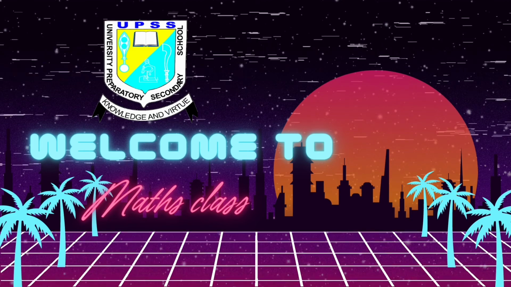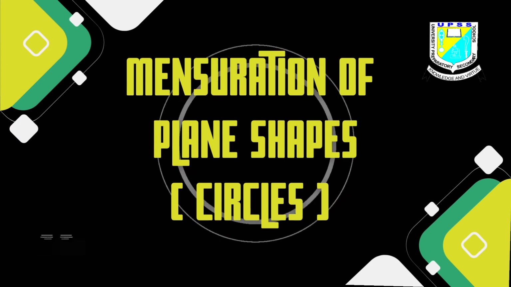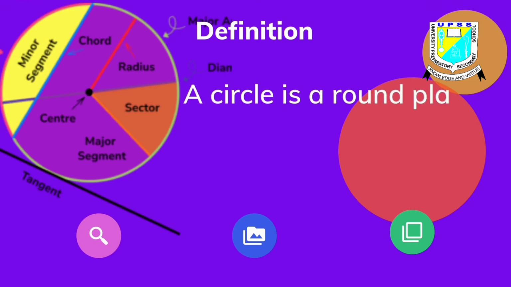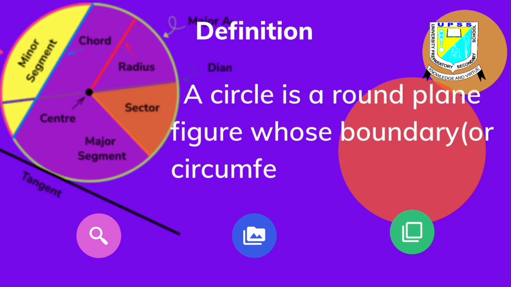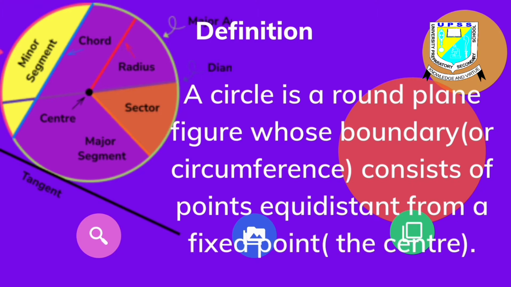In this class, I will be teaching you the topic Mensuration of plane shapes, and our focus in this class is on circles. A circle is a round plane figure whose boundary or circumference consists of points equidistant from a fixed point, which is the center of the circle.